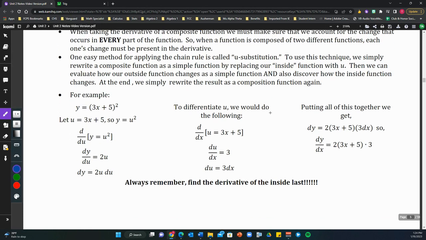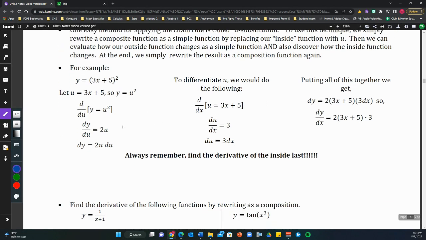Now, why does it work? Well, it works because of this little proof here. So we're going to start with a very basic one. So I have y equals (3x plus 5) quantity squared. So this is really a quadratic function because it's something squared, but it's composed with a linear function.